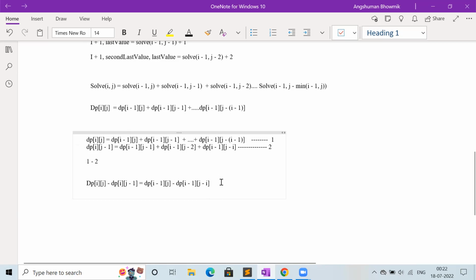And we can finally, so finally we get this equation: dp of i and j will be dp of i, j minus 1 plus dp of i minus 1, j minus dp of i minus 1, j minus i. So we can clearly see we can derive the current value for a particular state using the values of our previous state.